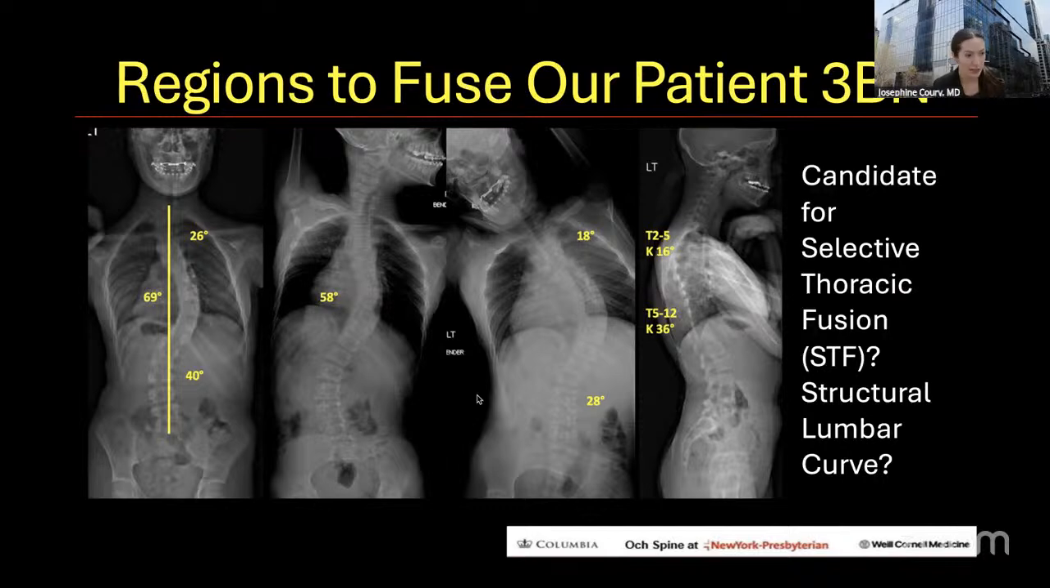And technically, a Lenke 3 patient has a structural lumbar curve. And we know that for structural proximal thoracic curves, they always have to be included in your fusion construct. But for this patient, do they actually have to be instrumented all the way down to L3 or L4 since it's a structural lumbar curve, or can they be a candidate for a selective thoracic fusion? How do we determine this?